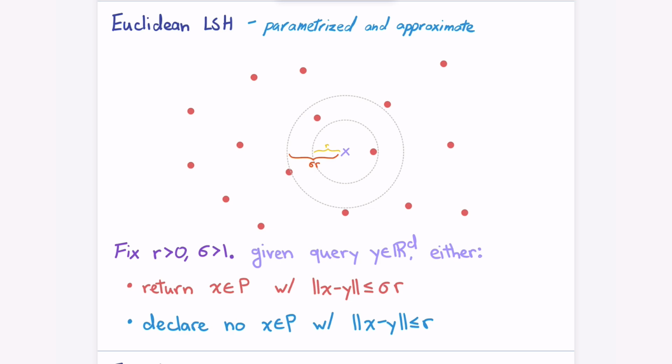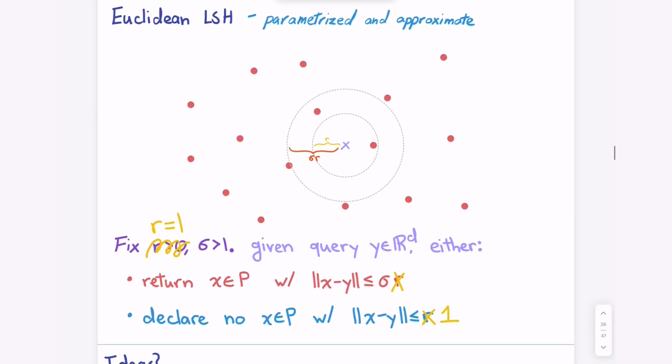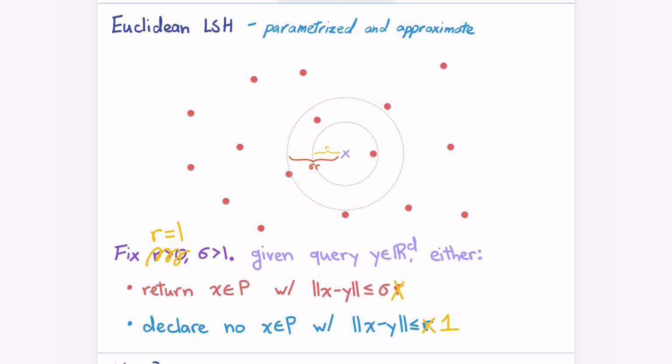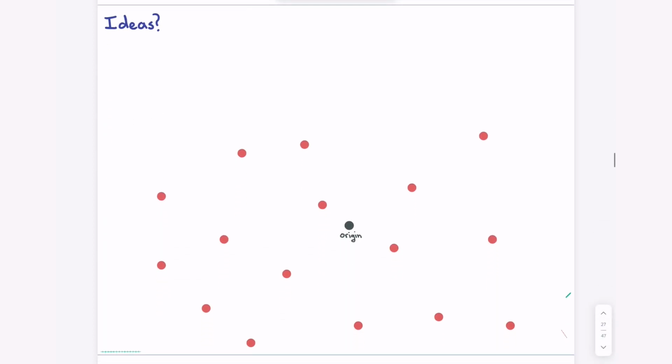Okay, here's the fun part. It's the same up to scaling, so I'm going to assume the radius that we're going for is 1. That'll ease our notation a little bit. That's the only point being made here. All right, any ideas for coming up with some kind of hashing scheme in Euclidean, high dimensional Euclidean space?